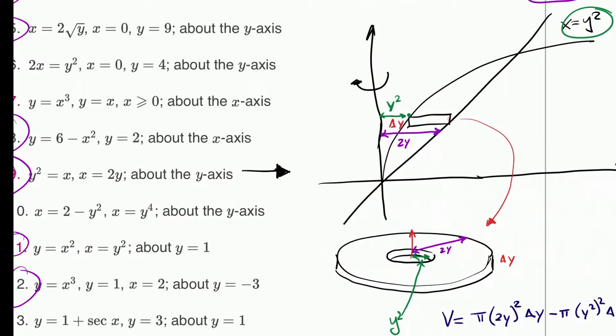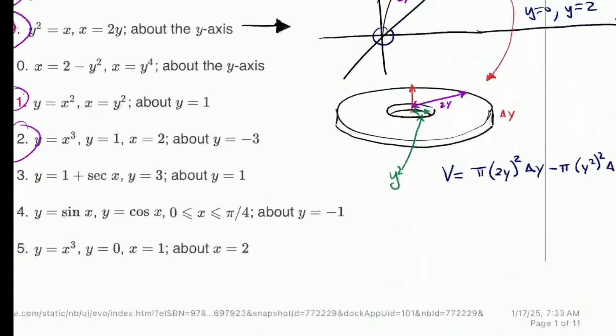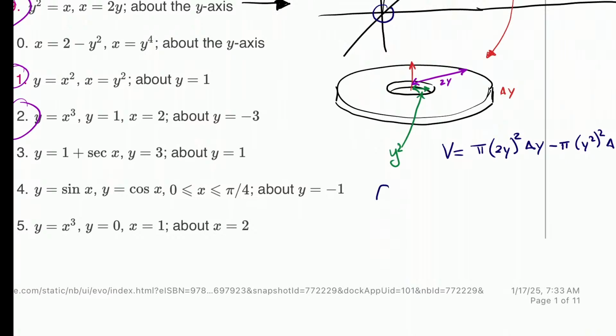I think we can see that these intersect here at 0, but where do they intersect there? So we're going to set those equal to one another. 2y is equal to y squared. That means y squared minus 2y equals 0, or y times (y minus 2) is 0. So y equals 0 and y equals 2. So apparently that's y equals 2. Those will be the limits, 0 to 2.